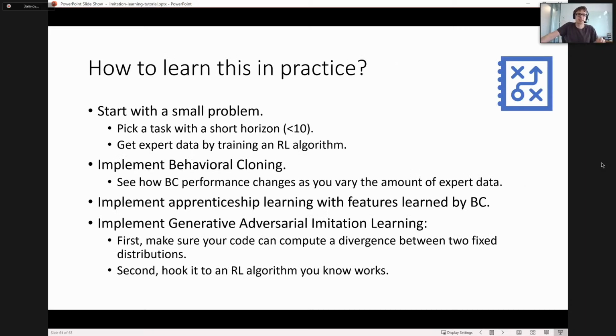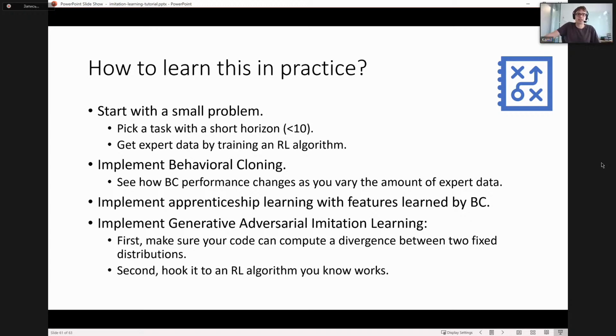So in practice, when you implement imitation learning, my recommendation is this. Start with a small problem. Whenever you do any kind of RL that you want to deploy in practice, start with a small toy problem. Pick a task which has a short horizon, typically less than 10. Get your expert data by training an RL algorithm. You can also demonstrate, but typically on a very small problem, RL works immediately.